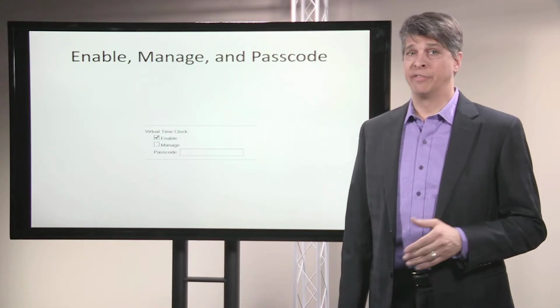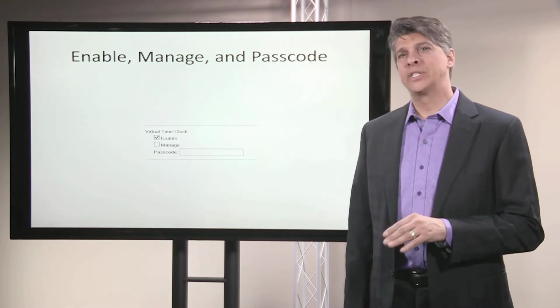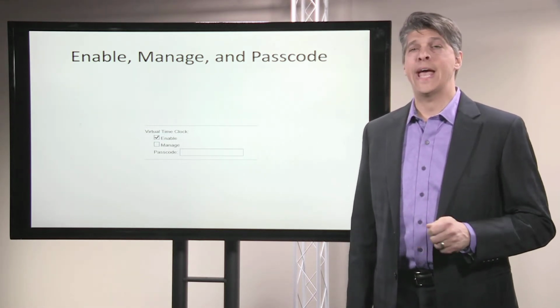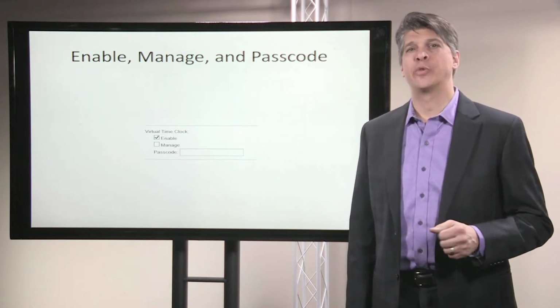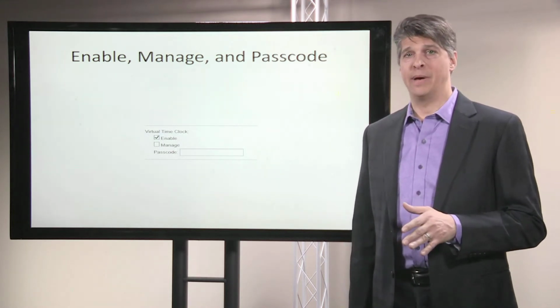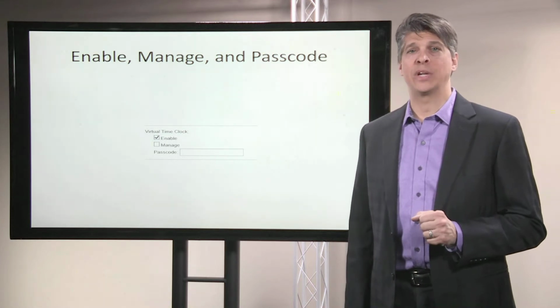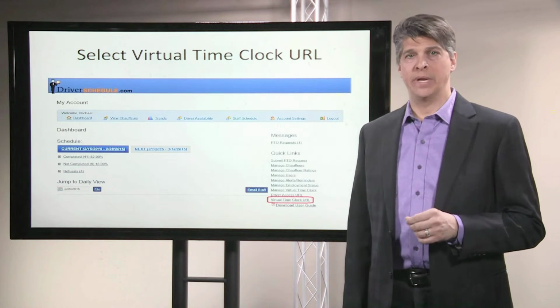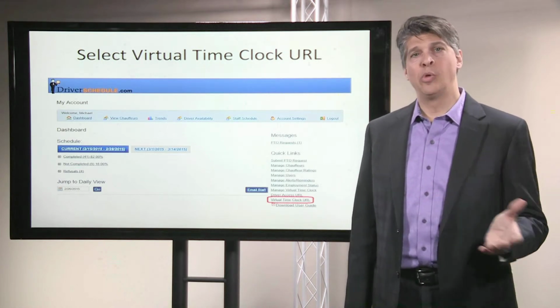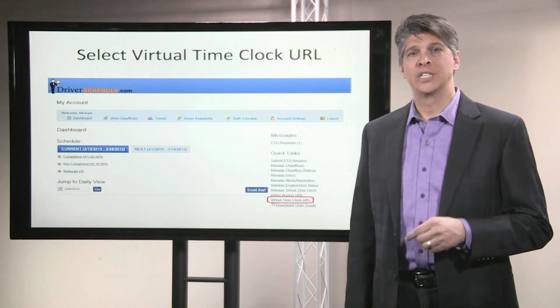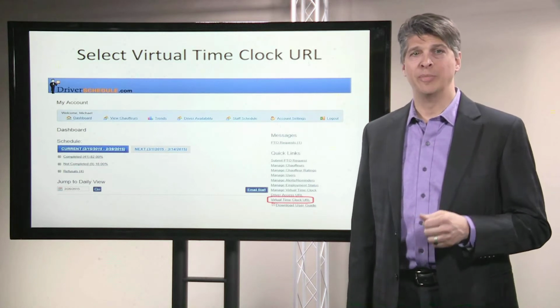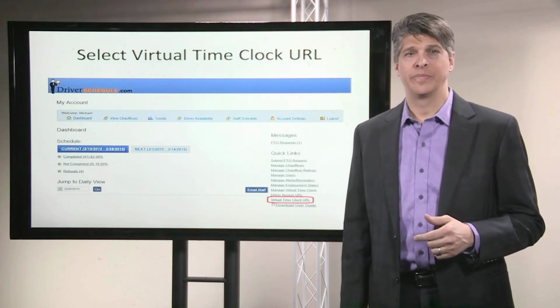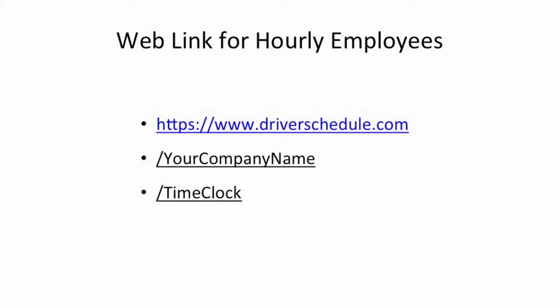Assigning employees to use the virtual time clock is easy. Simply select Enable on the employee's record within the Edit Users or Edit Chauffeur page and enter a passcode. The Manage checkbox should be selected only for those users you want to have access to make changes and run payroll reports. Each company has a dedicated web link to where their employees will use the virtual time clock. Select Virtual Time Clock URL from the dashboard under the Quick Links menu. Your custom web link will resemble this example: the DriverSchedule.com website, your company ID, and the word time clock.